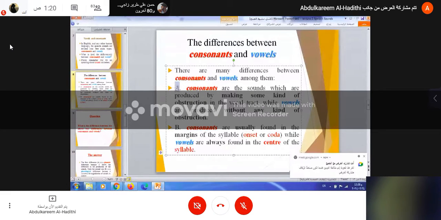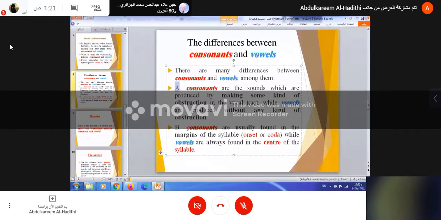In point number A, we say that the difference between consonants and vowels is that consonants are produced by making some kind of obstruction in the vocal tract, while vowels are produced without any obstruction in the vocal tract. This is the first difference.